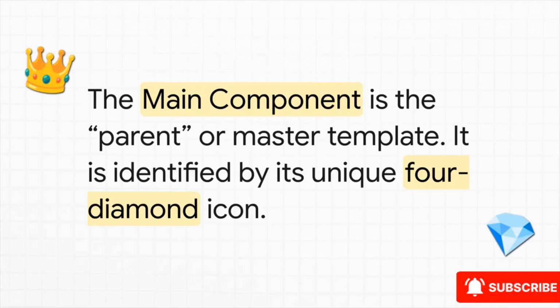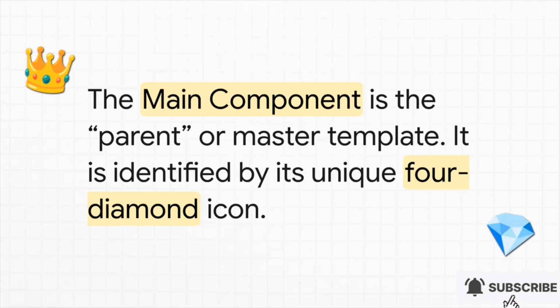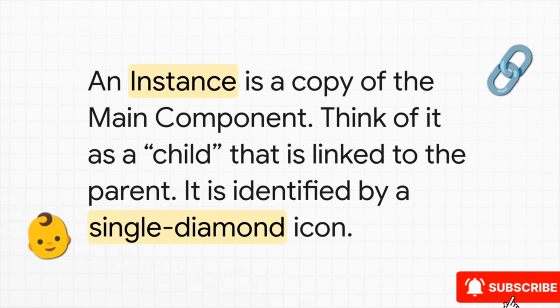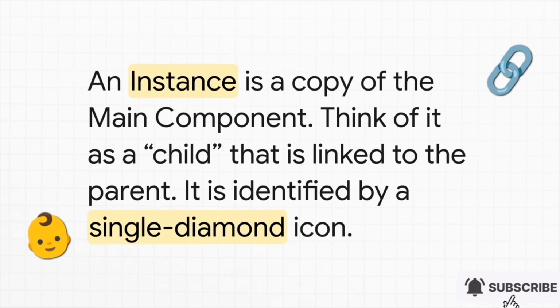So the second you create a component, Figma calls that the main component. And you'll always be able to spot it because it has this special icon, those 4 little solid diamonds all together. This is the boss, the parent. It's your single source of truth for that element. Now, any copy you make of that main component is called an instance, and it gets its own little icon too, a single hollow diamond. So if the main component is the parent, then all these instances are its children. And the key thing is, they're all linked back to that parent.